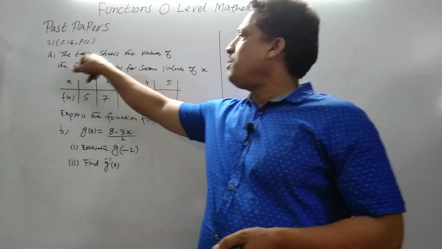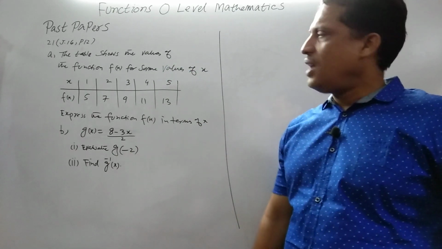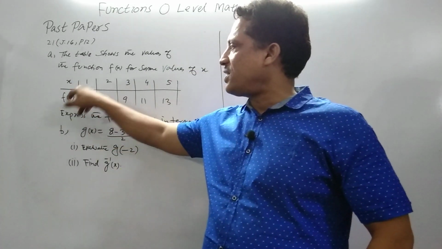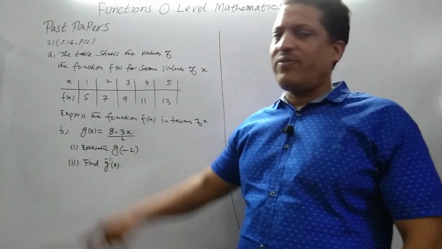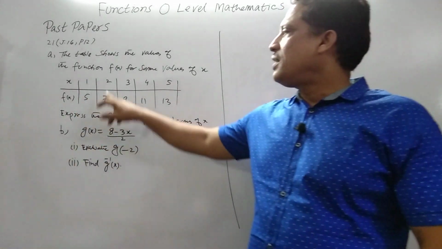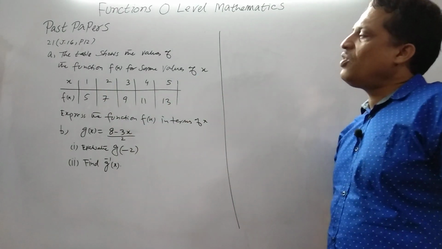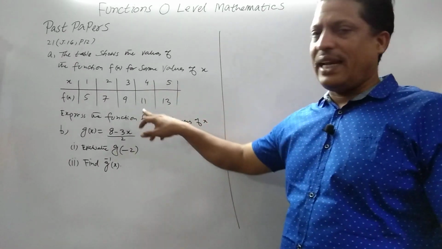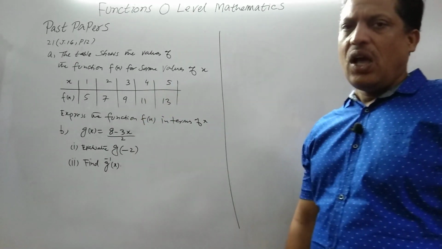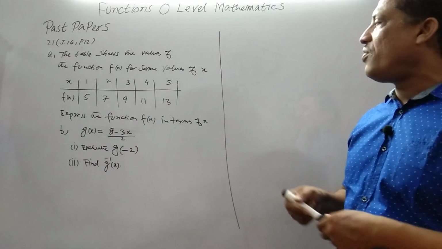Question is part A. The table shows the values of the function f(x) for some values of x. When the value of x is 1, the value of y is 5. When x is 2, then y is 7. When x is 3, y is 9. X is 4, then 11. X is 5, then 13. What is the question? Express the function f(x) in terms of x.